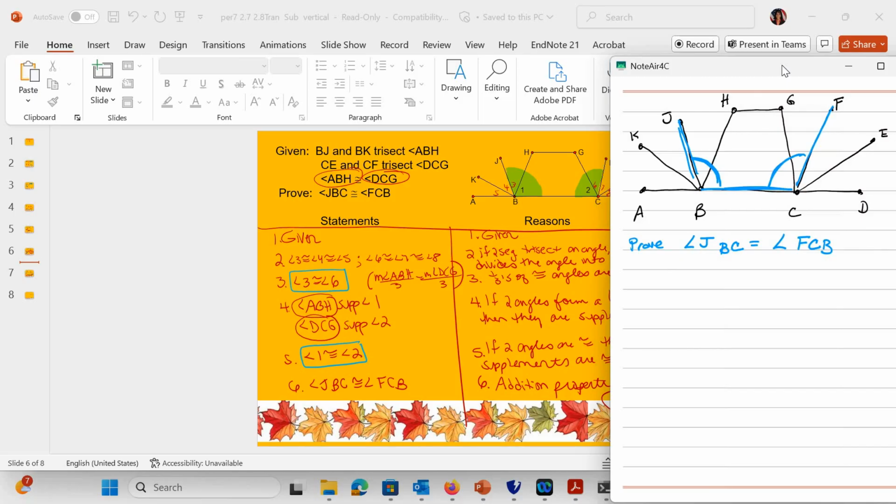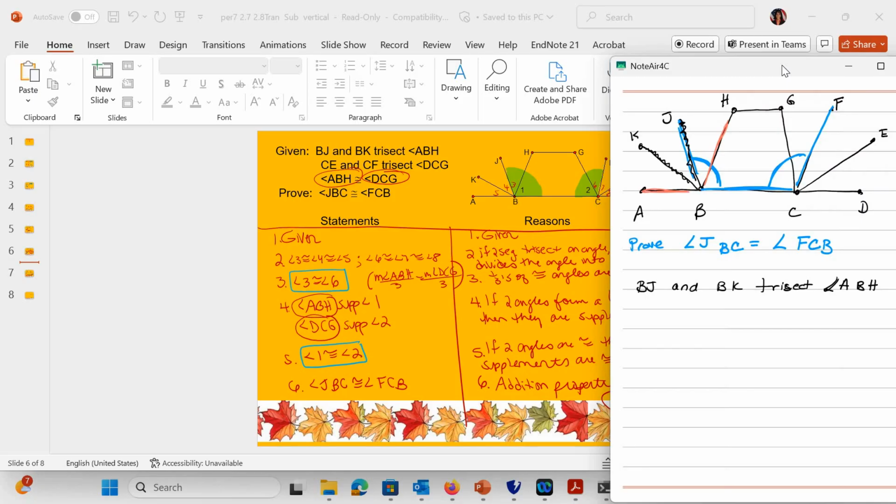Now let's look at the information that's given to me one by one. The first piece of information is that BJ and BK trisect angle ABH. That means this guy here and this guy here divide this angle into 3 equal parts. So all these parts are going to be the same on this side.